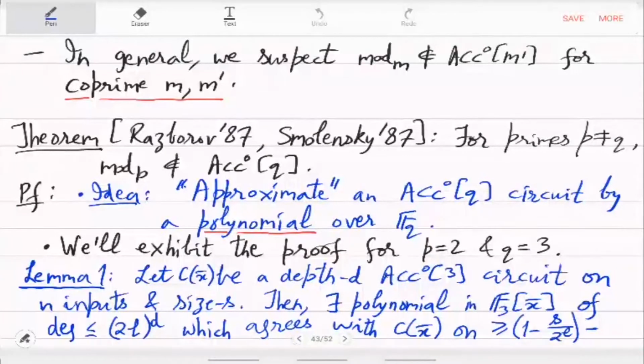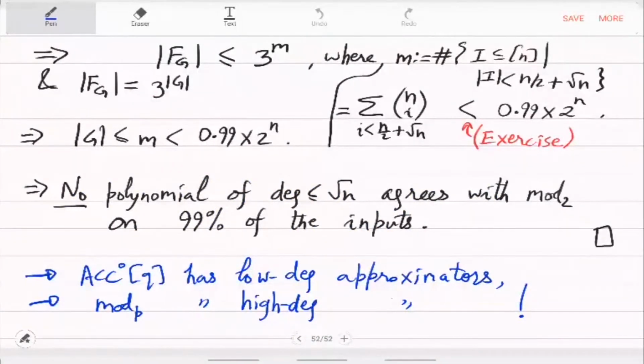Note that if you allow more than constant depth, then in log depth you can compute it efficiently in polynomial size, but in constant depth you will require exponential size. So the tools were very interesting and new. So we finished the proof. We learned that ACC0 with mod Q gates has low degree approximators, which are polynomials, and we learned that mod P has high degree approximators. It does not have low degree approximators.